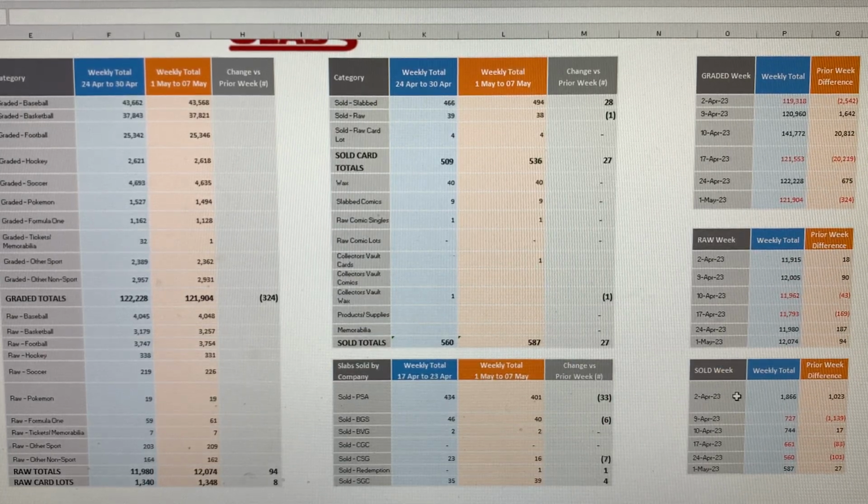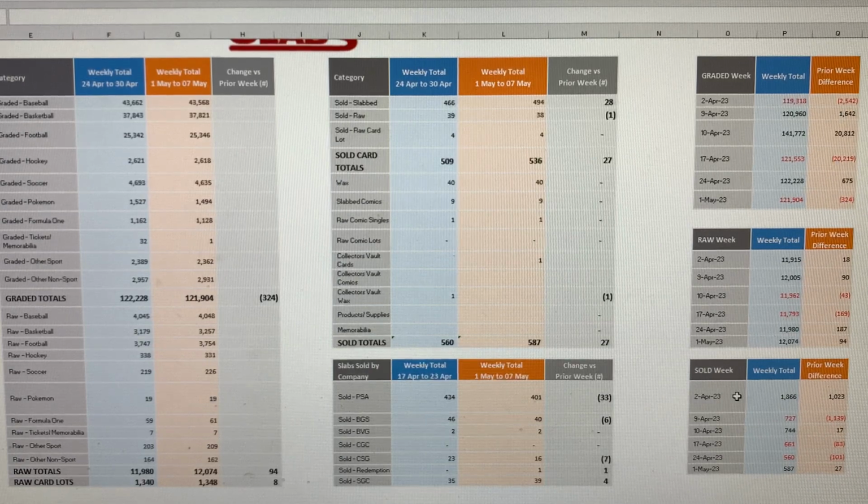All right, let's check out what has sold. 536 cards have sold. Approximately 494 were slabbed, 38 were raw, and 4 were raw card lots. 40 wax, 9 slab comics, 1 comic single, and 1 collector's vault card. They did add a new category this week, or maybe it was last week: memorabilia. So now they are starting to sell helmets, jerseys, photos, and whatnot. So we'll see how that goes.